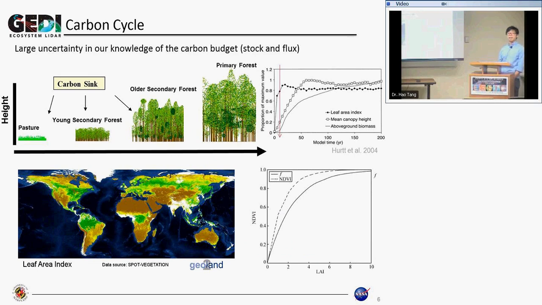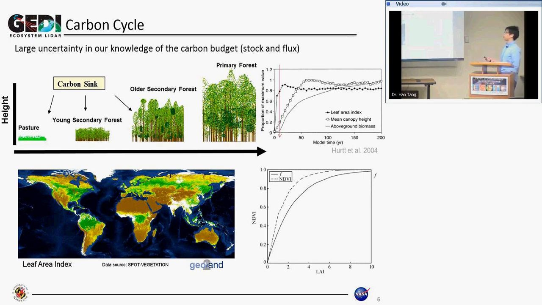Number two, carbon cycle. Well, I guess a lot of people here deal with carbon a lot. So we have a large uncertainty in the world carbon budget, not only in the total stock, but also in flux. And we see here, as trees grow over time, usually it takes a lot of carbon sink in the early stages. And now we don't know about the stock in primary forests, and we don't even know whether they are carbon sink or carbon source, because it's subject to climate change and other different factors. But no, this is for sure a major carbon sink.